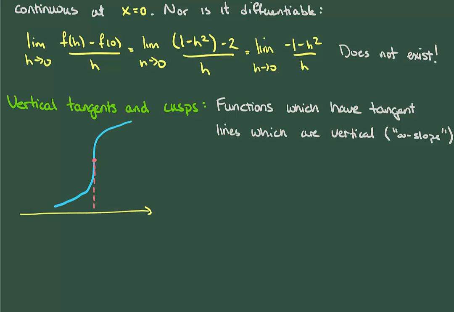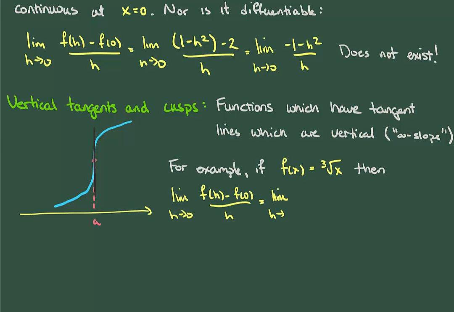The first are functions which are nicely behaved, but for just one point go straight upwards. The usual example of this is the function x to the power of 1/3, which when we write out the difference quotient results in this. Left with 1 over something which goes to 0, we again have a non-existent limit.